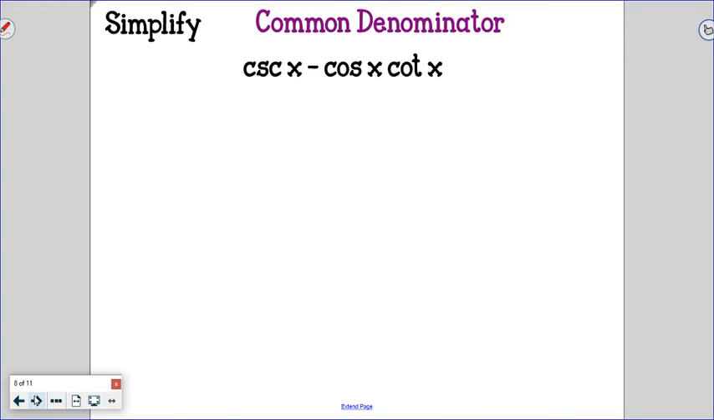And I keep saying the words common denominator, and if you look at the example I have on the board, there are no fractions. Yeah, I can make it a 1.